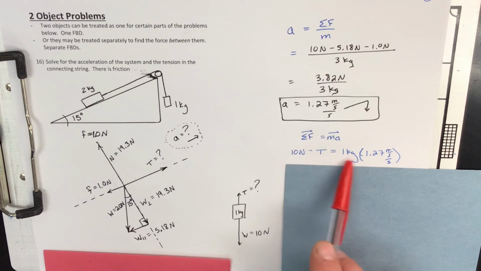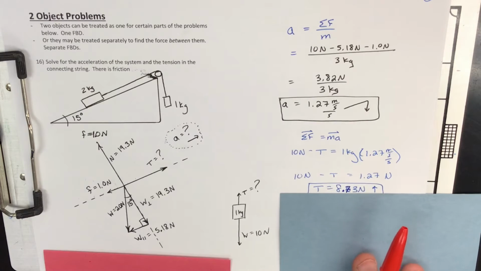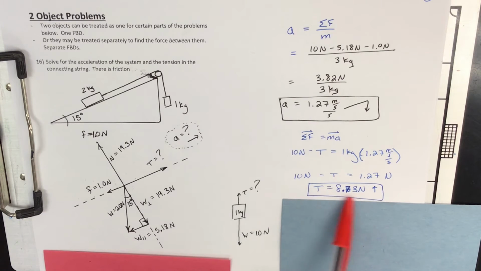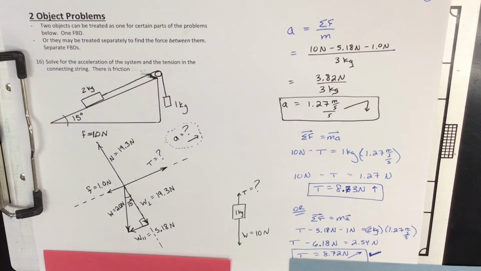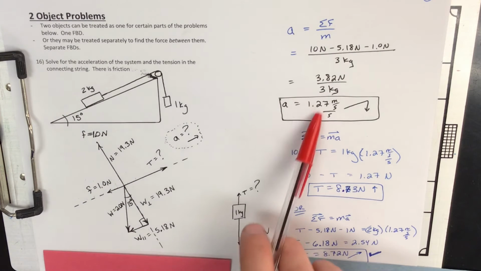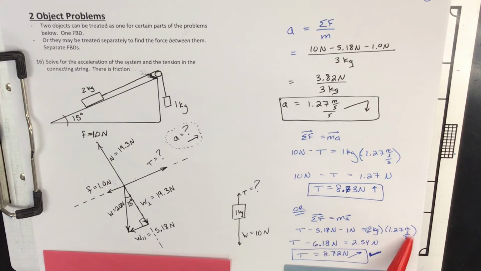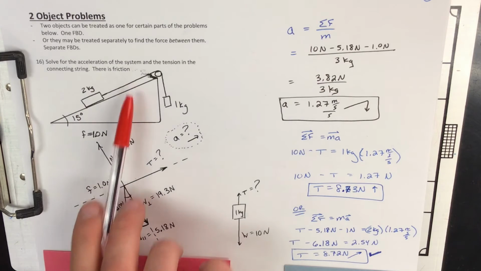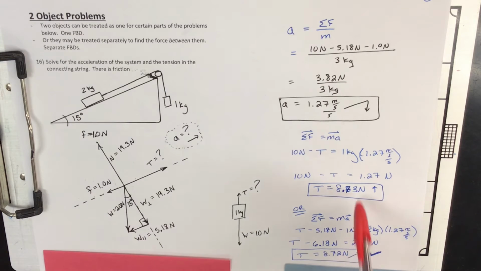10 newtons minus tension is equal to its mass times acceleration, and you get a tension of 8.73 newtons. Or if you use this one over here, net force, tension minus 5.18 minus 1 newton equals mass, 2 kilograms, times the known acceleration of 1.27 meters per second every second. And you get the exact same value, 8.72 newtons in that direction on this one, in that direction on that one. That is the third law force pair.